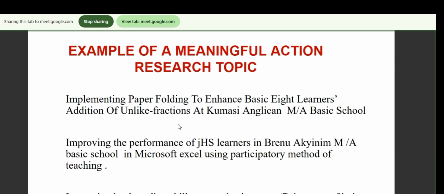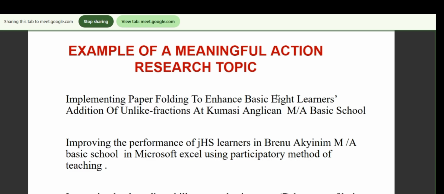Then the third point I explained, I said you gather evidence to support the existence and significance of the problem. So assuming I have gathered evidence through test and observation, I just realized that there's a problem. So the fourth point, I said you have to determine the participants involved. So here the participant involved is what? Kumasi Anglican MA Basic School, JHS, so Basic 8, they are the participants involved. I explained, I said you have to identify a specific group of students who will be part of your action research study. In this case, we are looking at the KG, the basic, the JHS.